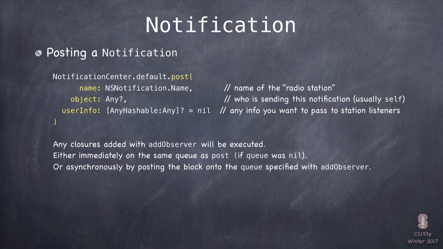As soon as you execute this post, all listeners, all people who did addObserver, will have their closure execute immediately if it's on the same queue you're posting on. All the other ones, so if you're posting off the main queue, for example, and your observers are all on the main queue, their closures will just be put on the main queue, and they'll execute at the next opportunity they have. So that's it: posting to broadcast on the radio station.